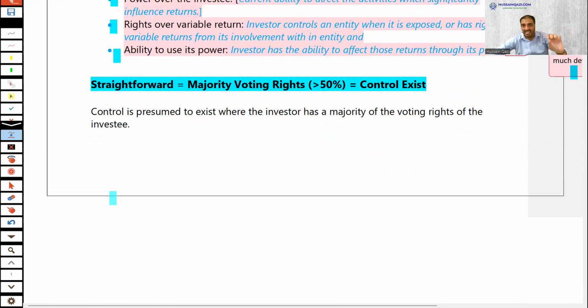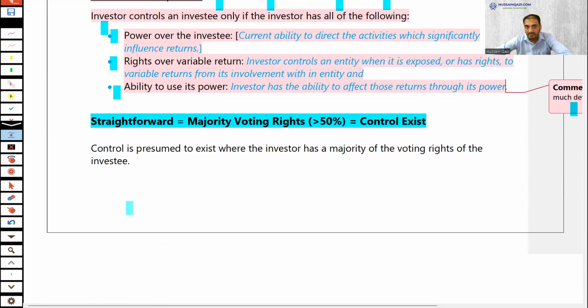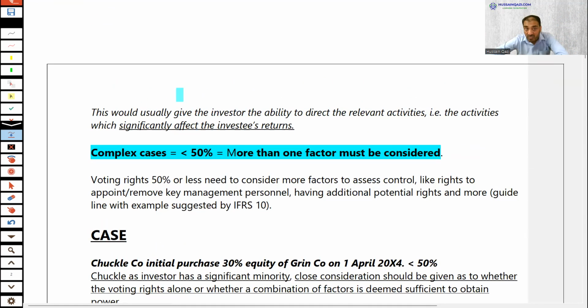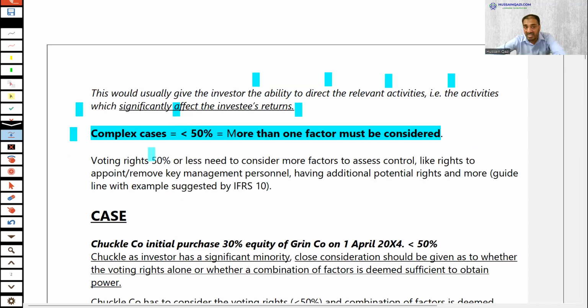Moreover, you have to add these points. I suggest: straightforward majority voting rights, less than 50, greater than 50% control exists. That's a clear statement. Control is presumed to exist when the investor has the majority of the voting rights of the investee. Majority means more than 50%. And this would usually give the investor the ability to direct relevant activities, the activities which significantly affect investee returns. But in a complex case, with voting rights less than 50%, more factors need to be considered, like appointment and removal of key management personnel, potential voting rights, and more points.